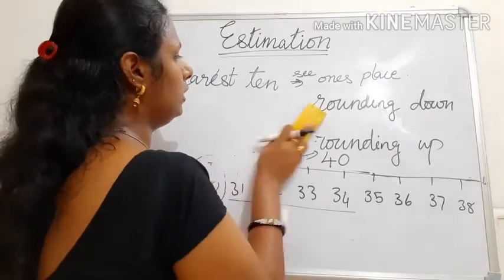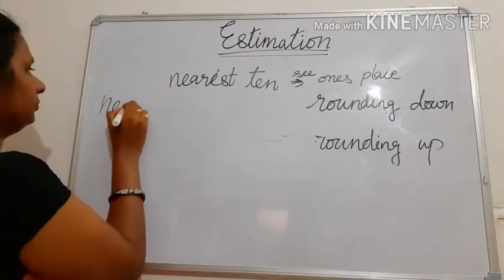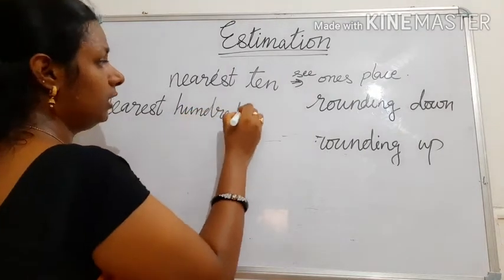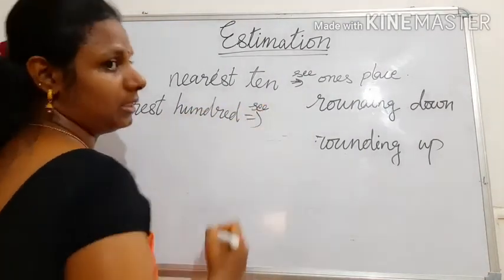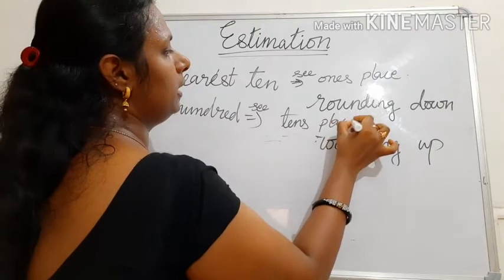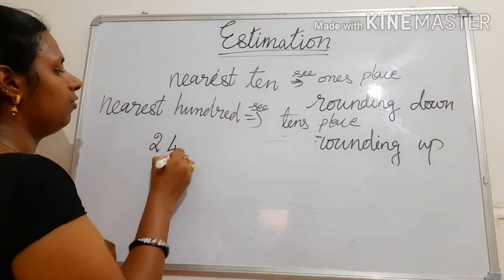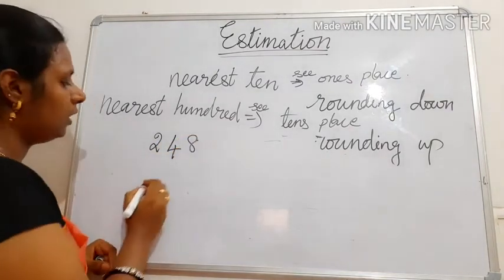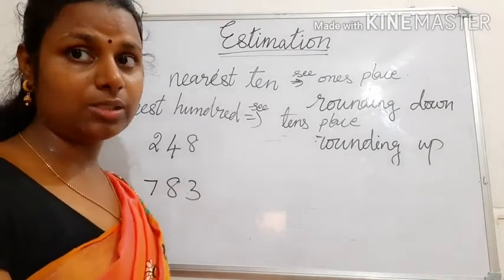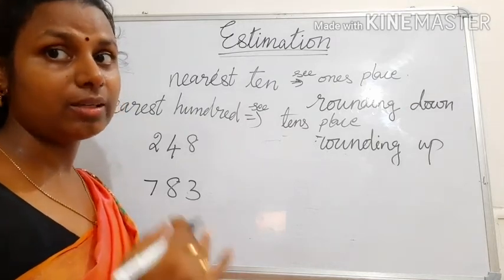Now let us go to nearest 100. For nearest 100, you have to see tens place, that is next to hundreds place. For example, now I am giving you 248. Another number I am giving, 783. Now we are going to estimate nearest 100.